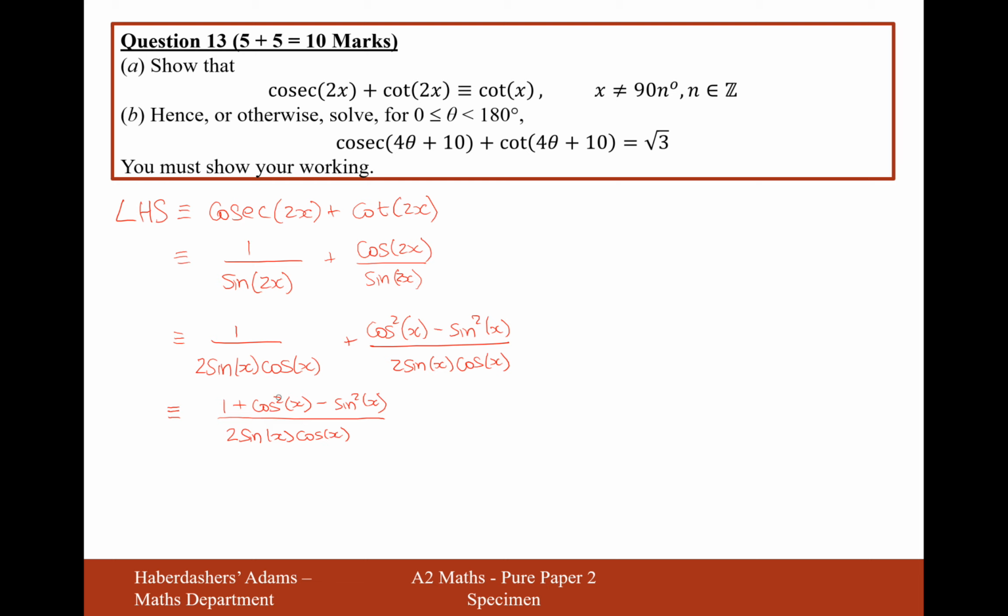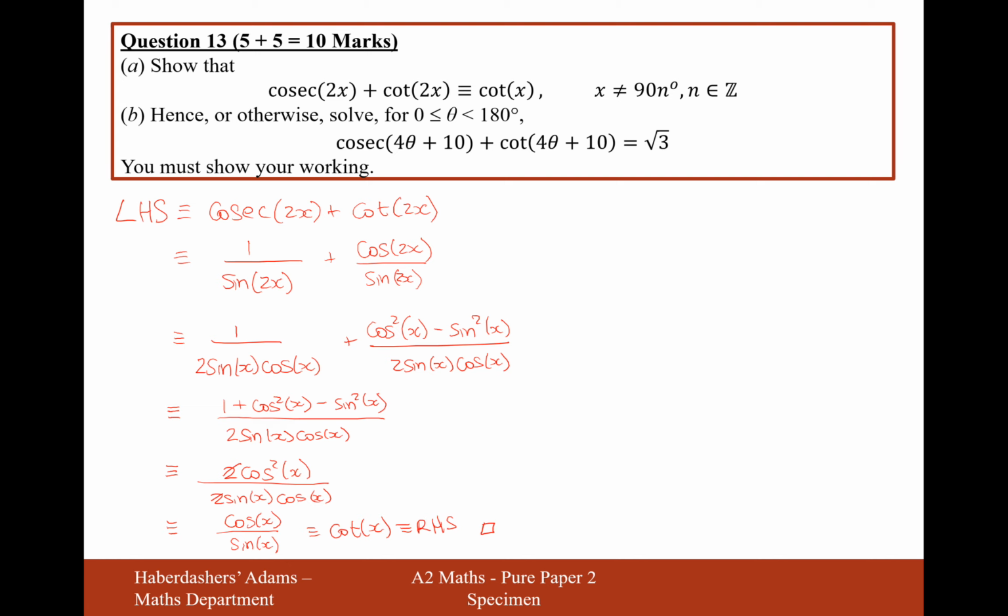Now, sorting out this numerator here, 1 minus sine squared, that's cos squared. So I'm going to get another cos squared on the top. So effectively I now have 2 cos squareds on the numerator, and I have 2 sine x cos x on the denominator here. So cancel out the 2's from top and bottom, cancel out one of the cos's from the top and the bottom, and you're left with cos x over sine x, which is identical to cot x, which is identical to the right hand side of what we're trying to prove here.